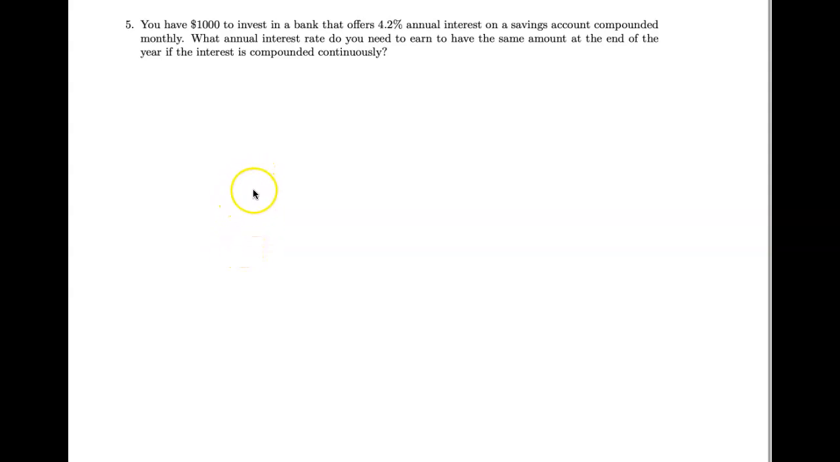In this problem, you have $1,000 to invest in a bank that offers 4.2% annual interest on a savings account compounded monthly. What annual interest rate do you need to earn to have the same amount at the end of the year if the interest is compounded continuously?